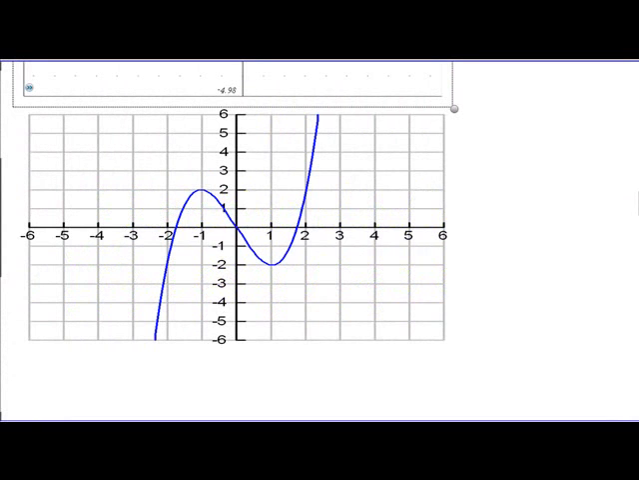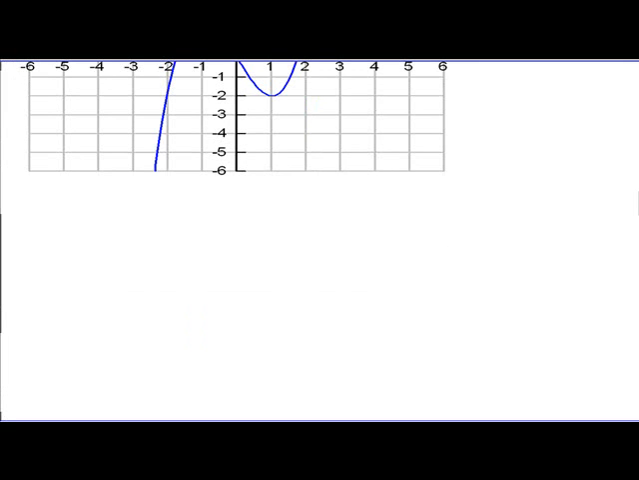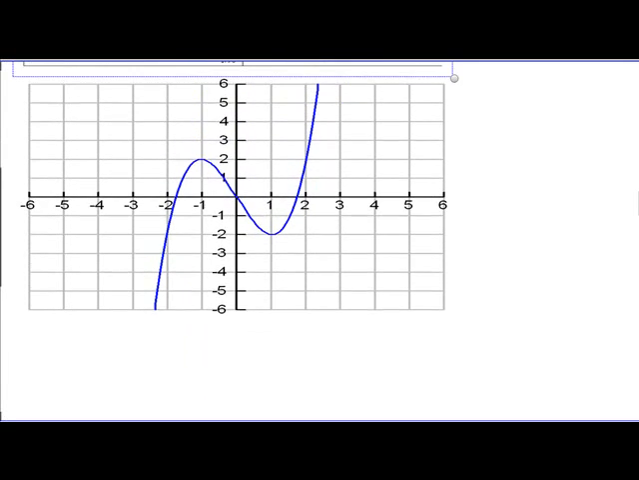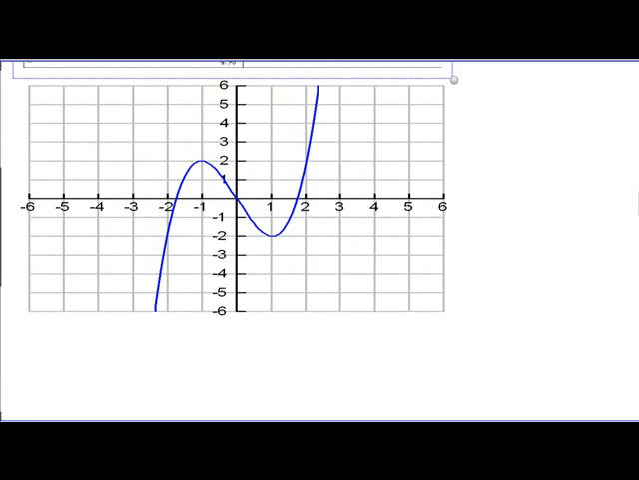Taking a look at this graph that you see on the screen, just to re-emphasize talking about intervals where the function is increasing and decreasing and constant. In this particular graph, remember that you always read a graph from left to right. So you think about traveling along this graph from the left side to the right side.